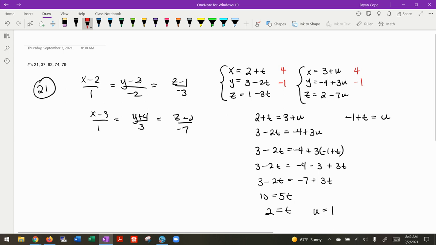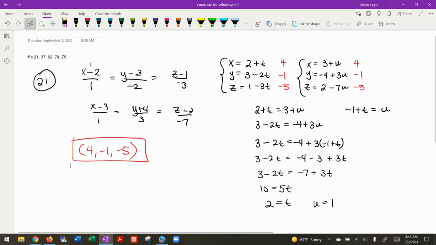Now z is going to be the one that will tell us whether or not this is right, because we knew it was right based on solving the system. So when t equals 2, 1 minus 6 is negative 5. And when u equals 1, 2 minus 7 is negative 5. So yes, they do intersect. So the intersection point is 4, negative 1, negative 5. Okay, next is 37.